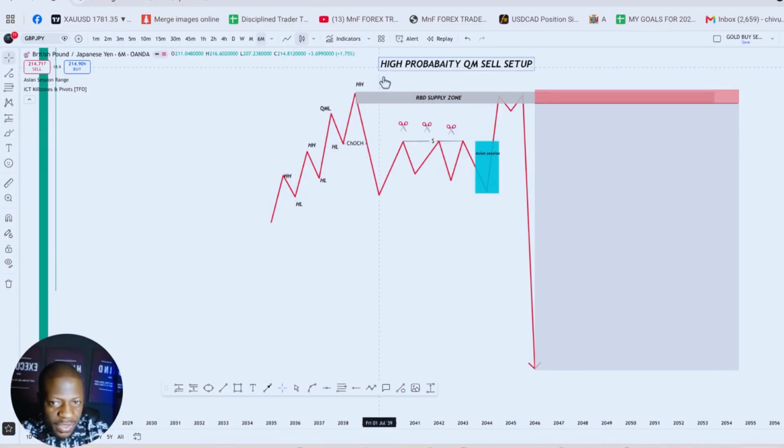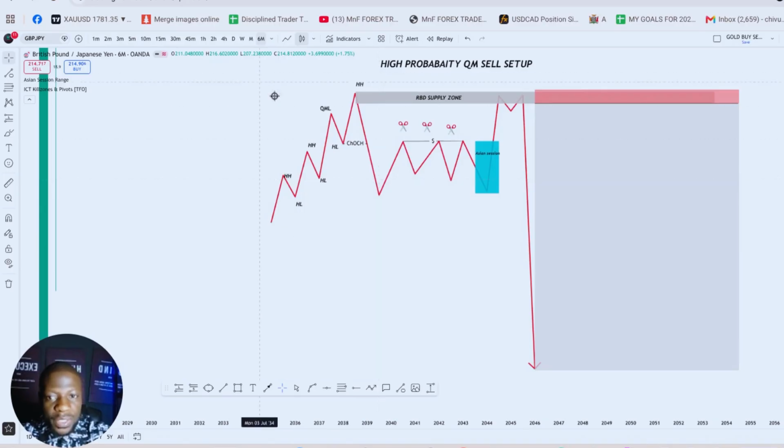On this first stage of the strategy, it's very, very important that you have the QML, which is the last previous higher high, a break of structure, a higher high and a break of structure. You have to have this right here. And this break of structure should be caused by big momentum candles. When that happens, it's a signal to you that there's presence of smart money in the market.